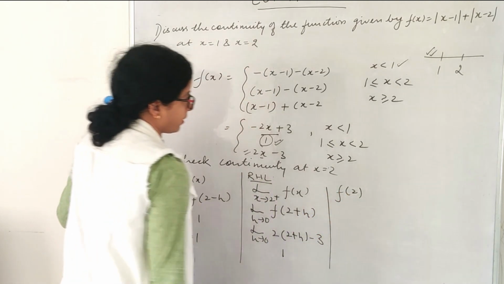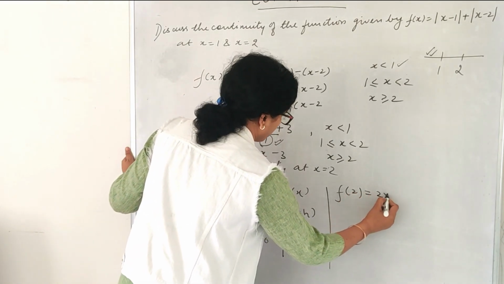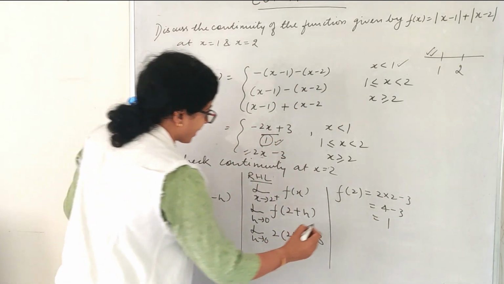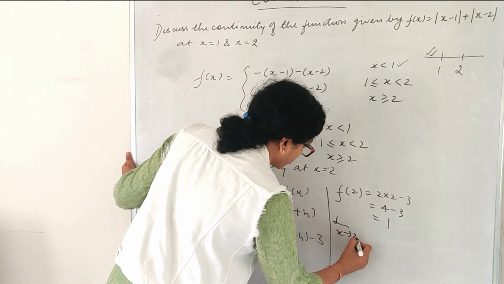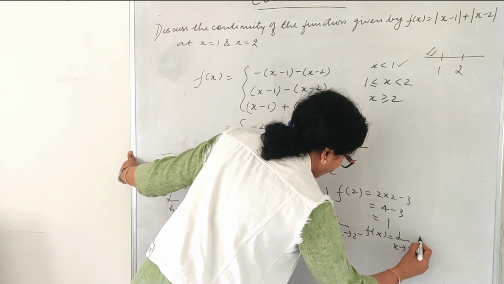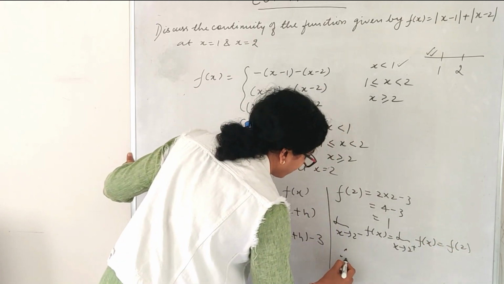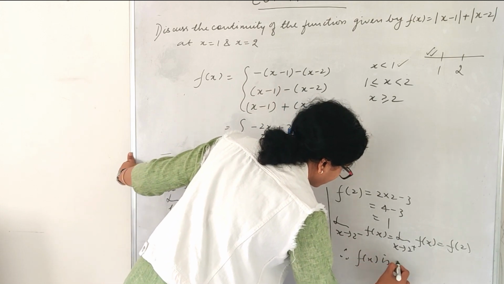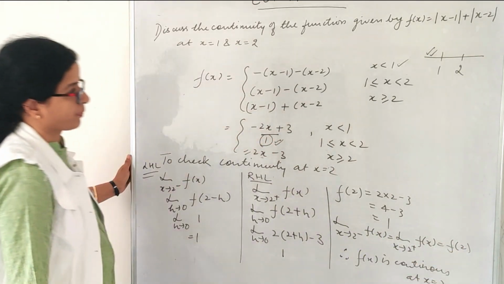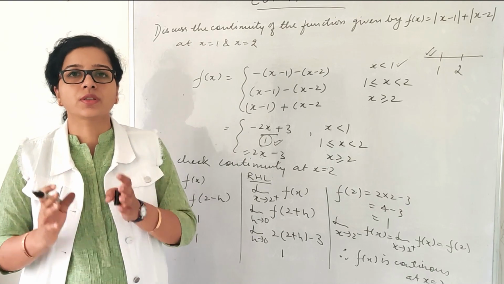Now f(2) we have to find, right? So we have to substitute 2 in this function. So 2 into 2 minus 3, 4 minus 3 equals 1. So again my limit x tends to 2 negative f(x) equals limit x tends to 2 positive f(x) equals f(2). Hence f(x) is continuous at x is equal to 2.